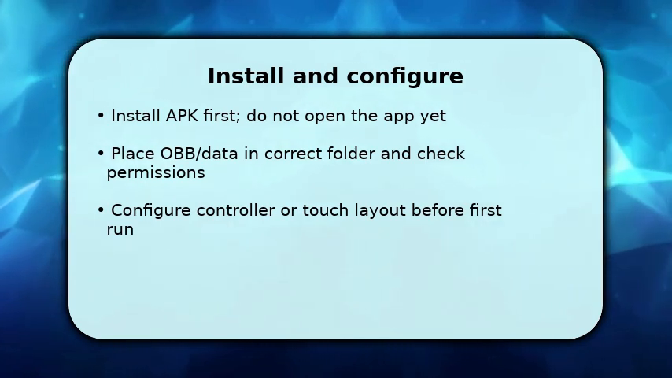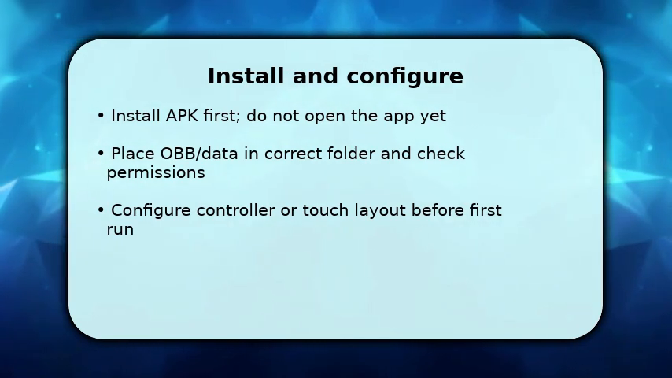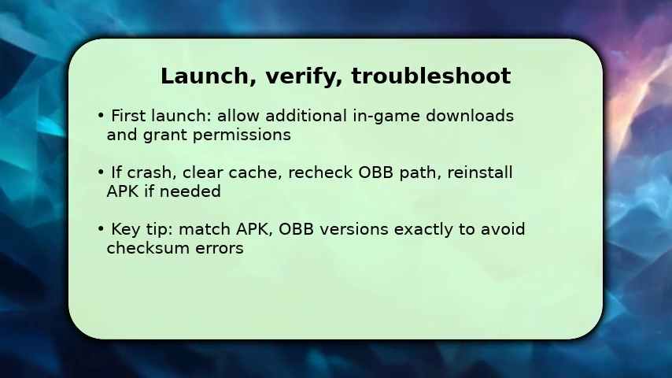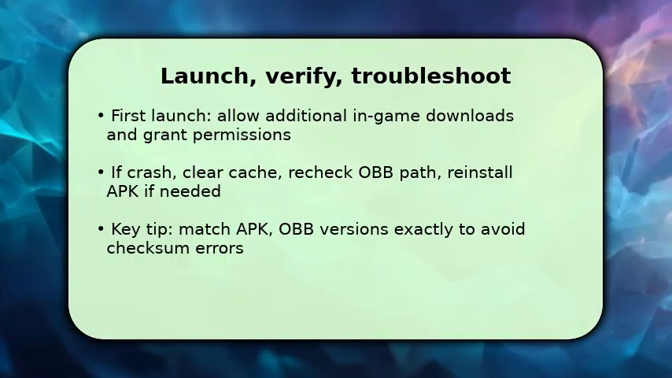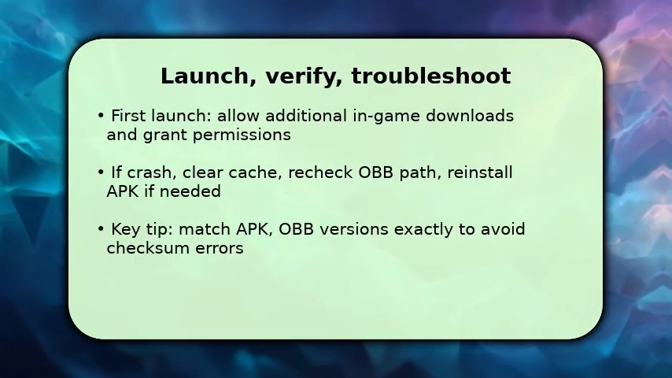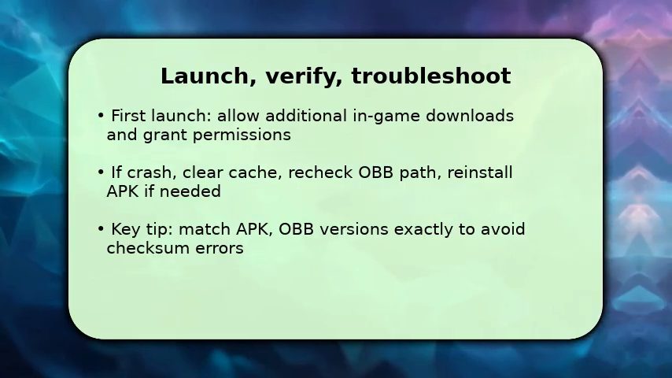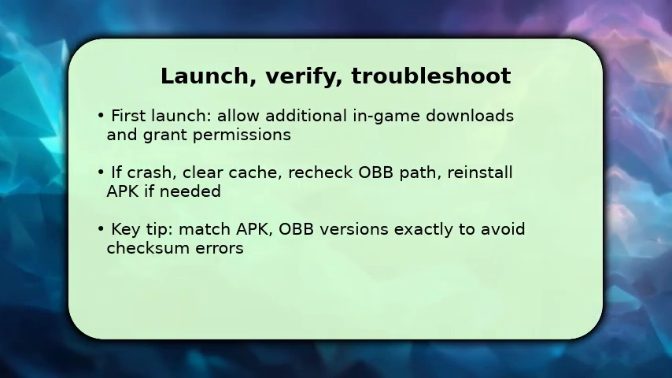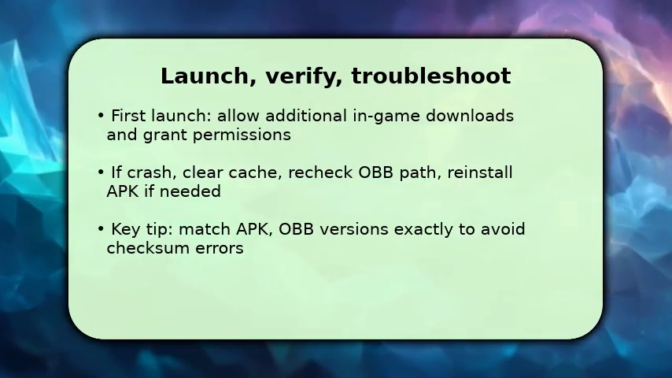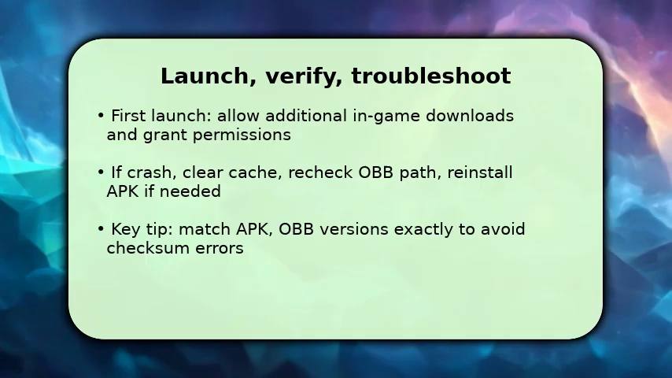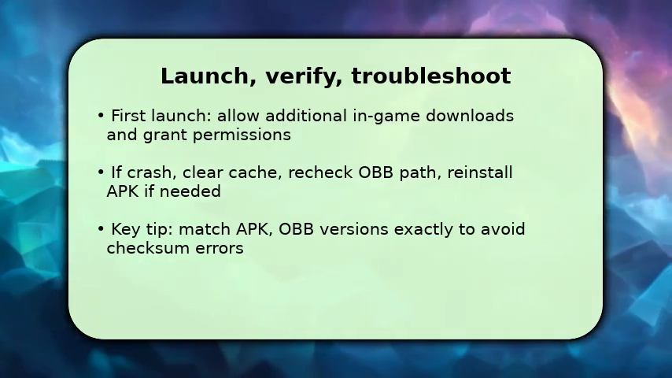You can now launch Pes Offline, grant any storage permissions, and let the game perform its first-time setup. Make sure to watch for status messages that indicate missing files and wait for small in-game downloads to finish. If the game crashes or shows a black screen, clear the app cache and data, verify the OBB folder name and contents, then reinstall the APK if necessary.